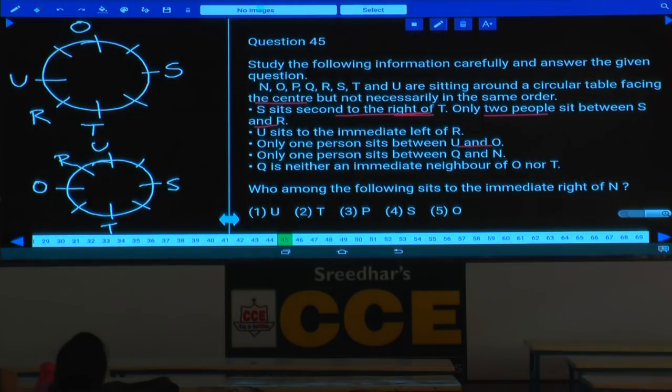And only one person between Q and N. How many persons in between Q and N? There must be exactly one person between Q and N. And Q is immediate neighbor of neither O nor T. Now Q is not an immediate neighbor of O and T.